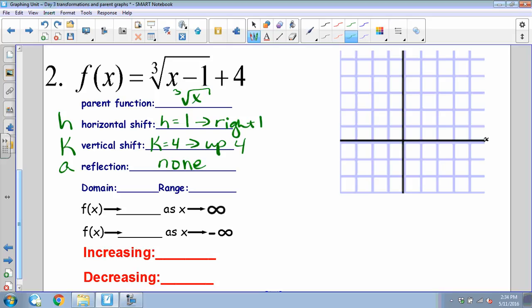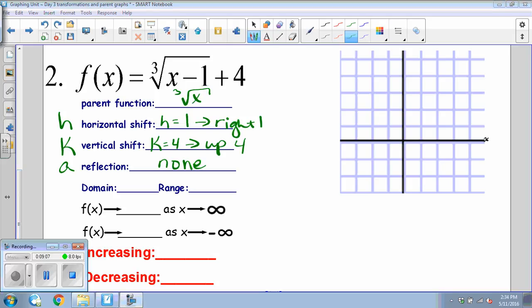So you go and you graph it now. If it were my parent function, my starting point would be right here. But my starting point's not there anymore. It goes to the right 1 and up 4. So to the right 1 and then up 4: 1, 2, 3, 4. So this is the starting point for my new function. And cube root looks like that.